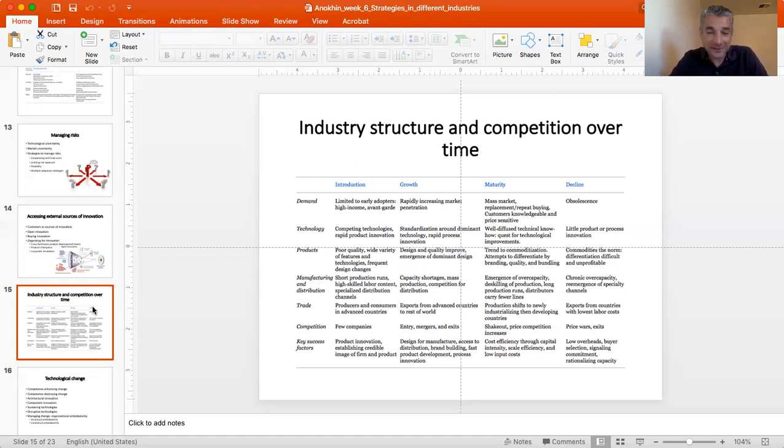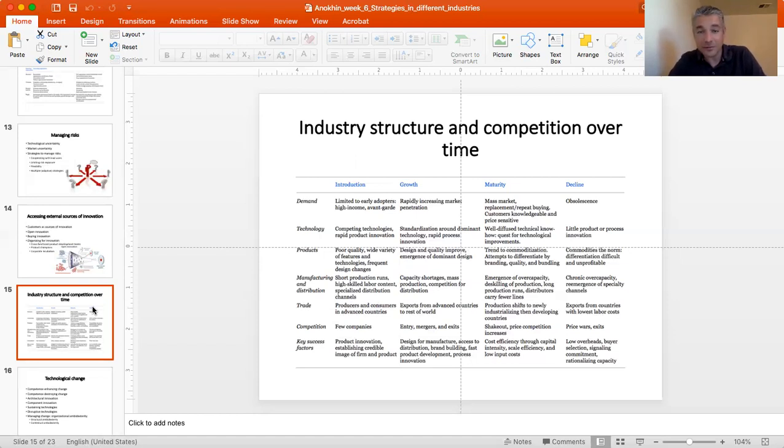With respect to products, when the industry is young, products are of poor quality, they're typically expensive, they offer a variety of features. No one really knows if those features are demanded or not. They haven't really coalesced to a specific dominant design just yet. At that point, competing on cost leadership makes no sense whatsoever. So if the industry is young and at the introduction stage, you definitely want to compete on differentiation, never on cost leadership. At the growth stage, design and quality improves.